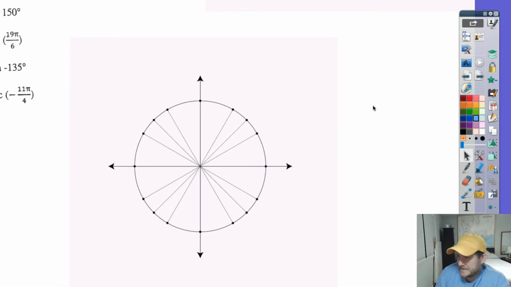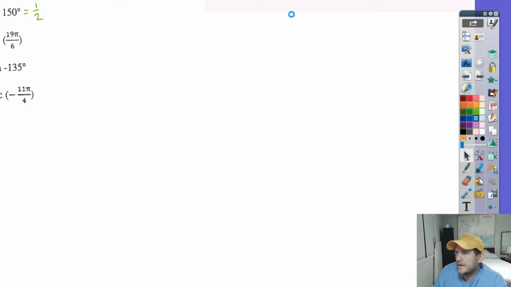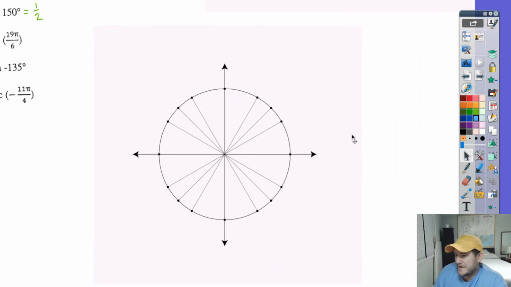All right, 150. 150 is a 30-degree reference angle, so I'm here, right in this quadrant. Quadrant 2. It's sine. Sine is the y value. The y value is short, so it's 1/2. And it's positive, if that's not obvious. All right, so you guys are starting to see the pace at which I feel like you should be able to move. You should be able to move pretty darn fast.